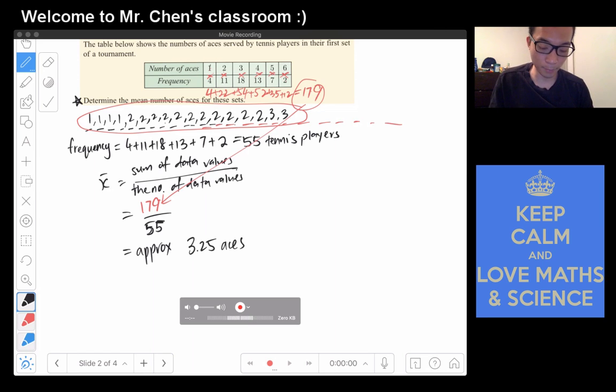So those people who are here, that means there are 13 players hitting 4 aces, 7 players hitting 5, and 2 players hitting 6 aces. So they are above average. And the players who are here, you can say they are below average. They still have a lot of practice and maybe technique improvement that they need to do.